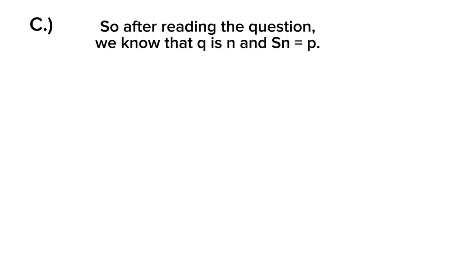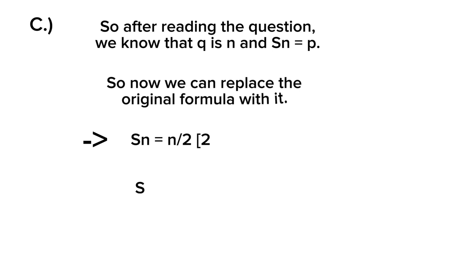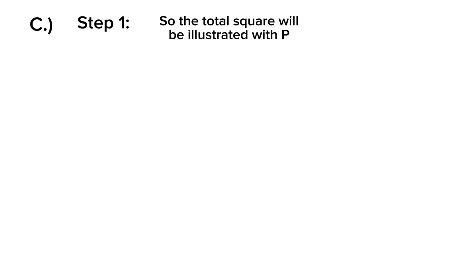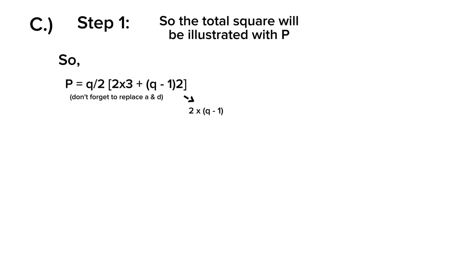Part C. After reading the question, we know that Q is n and S_n equals P. So now we can replace the original formula with it. Step 1. The total number of squares will be represented by P. So don't forget to replace a and d, 2 times inside the bracket.